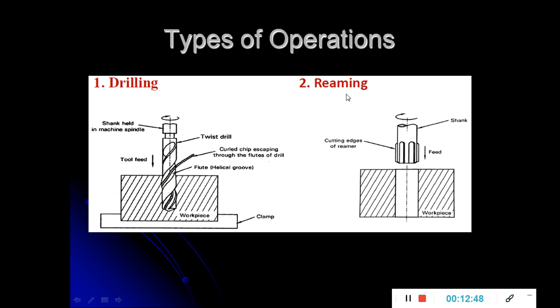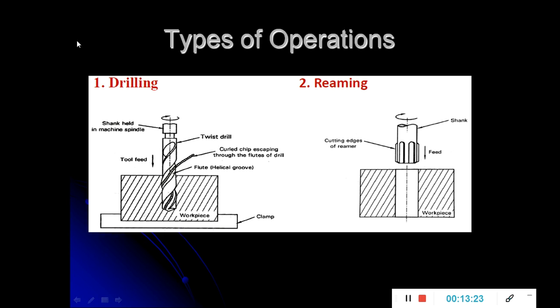Coming to the next operation, known as the reaming operation. Reaming is a finishing operation. We cannot produce a circular hole in a workpiece with the help of reaming. Only reaming is the finishing operation. So why do we need this reaming operation? After the drilling operation, some burrs may remain inside the hole. So these burrs should be removed to give the accurate shape and size.